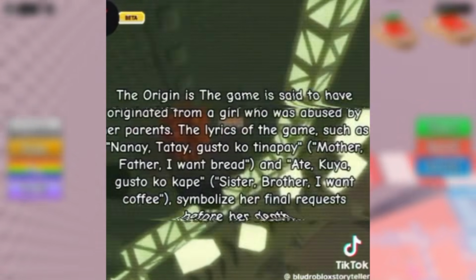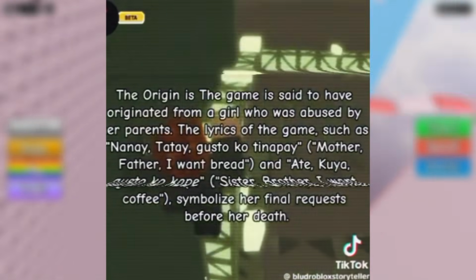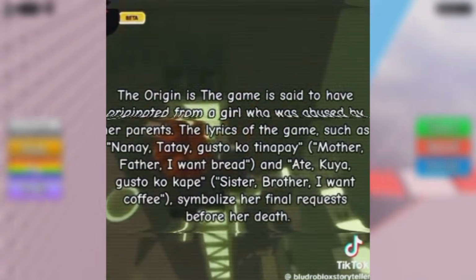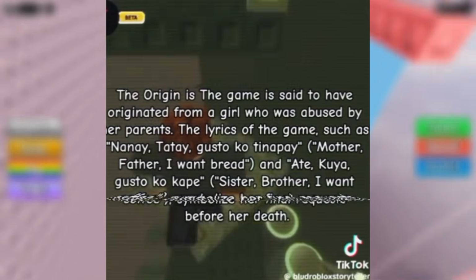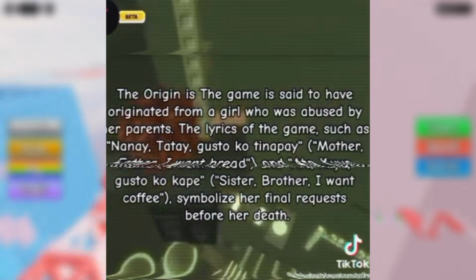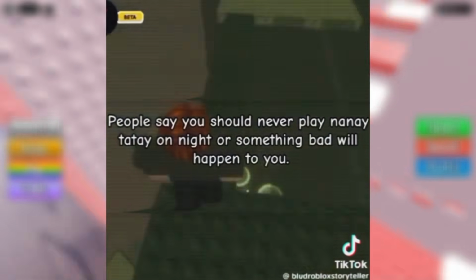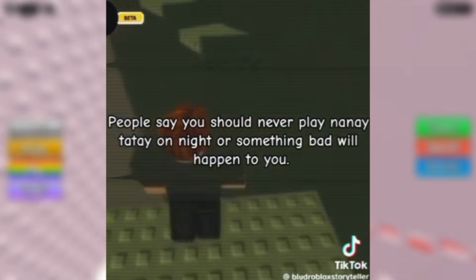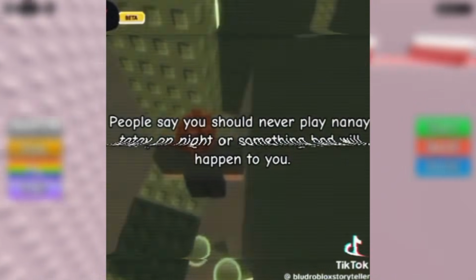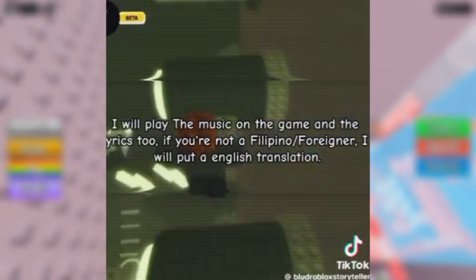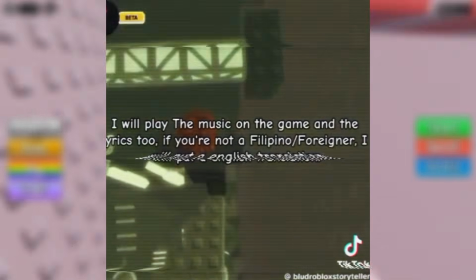The game is said to have originated from a girl who was abused by her parents. The lyrics of the game, such as "Nanay Tatay, gusto ko tinapay" and "Ate, kuya, gusto ko kape," symbolize her final requests before her death. People say you should never play Nanay Tatay at night, or something bad will happen to you. I will play the music of the game and the lyrics too. If you're a foreigner and not Filipino, I will put an English translation.